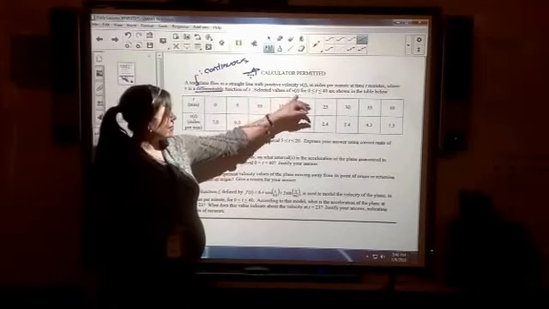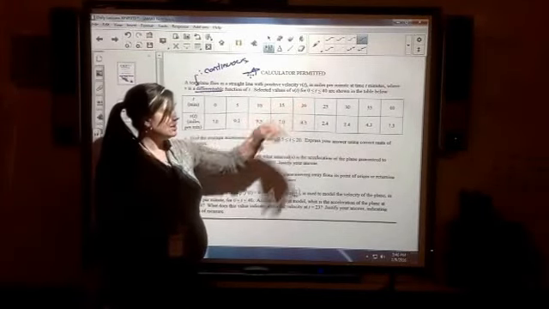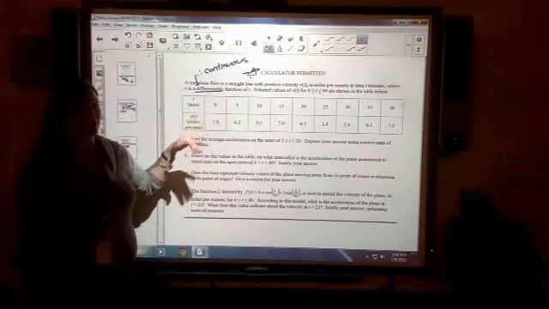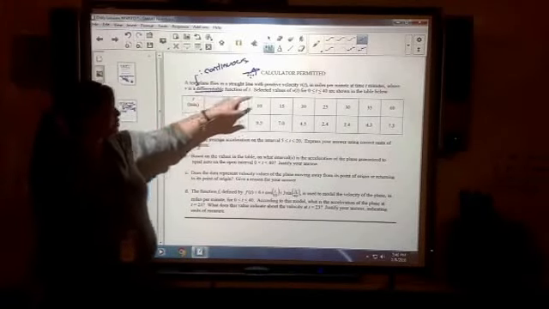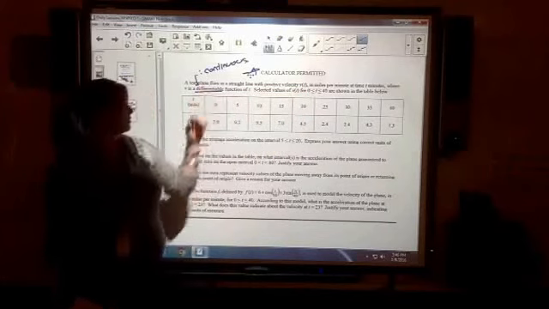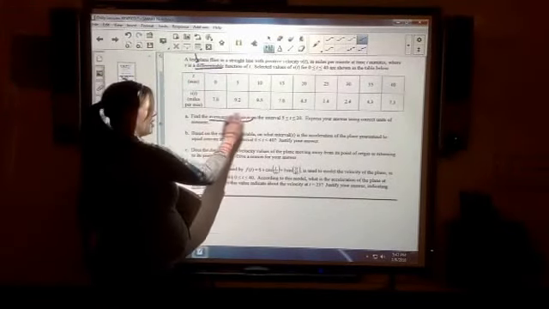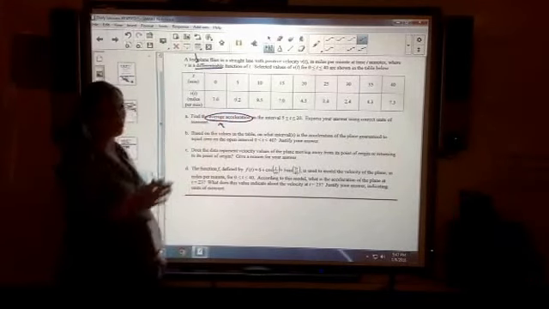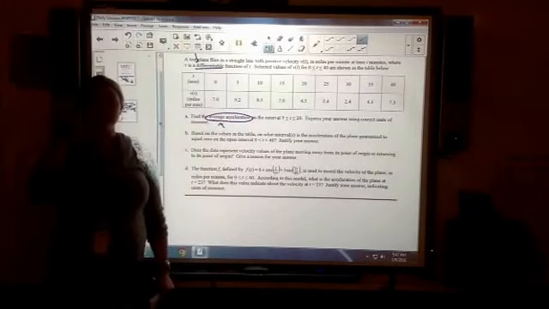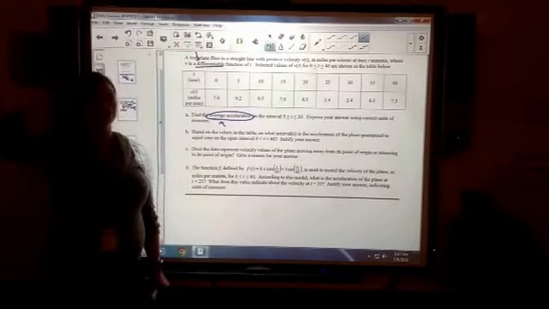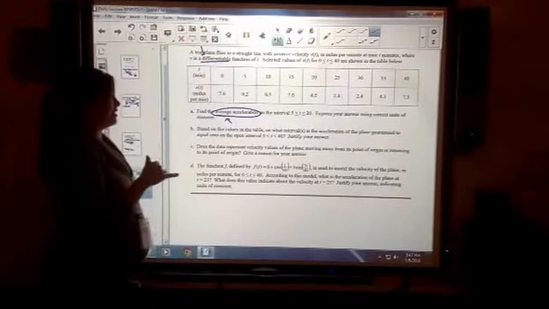It says selected values of v of t for 0 ≤ t ≤ 40 are shown in the table. So some of them are here, but I know that velocity is always positive. Okay, find the average acceleration. As soon as you see average, you should be thinking slope of the secant. It's always slope of the secant of whatever function is above it, whatever acceleration is the derivative of. In this case, velocity.